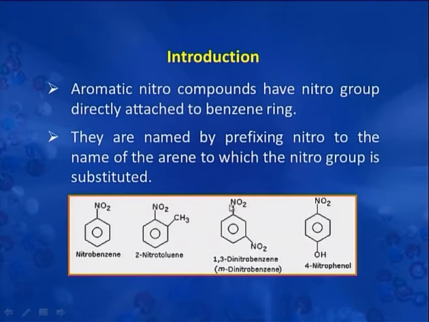Here the two nitro groups are at meta position, or at 1,3 position with respect to each other, and that is why the name of the molecule is 1,3-dinitrobenzene. Here at position 4, or para position, we have a hydroxy group, and since the hydroxy group takes priority over the nitro group, the name of the molecule is 4-nitrophenol. We will now discuss the method of preparation of nitroarenes from diazonium salts.